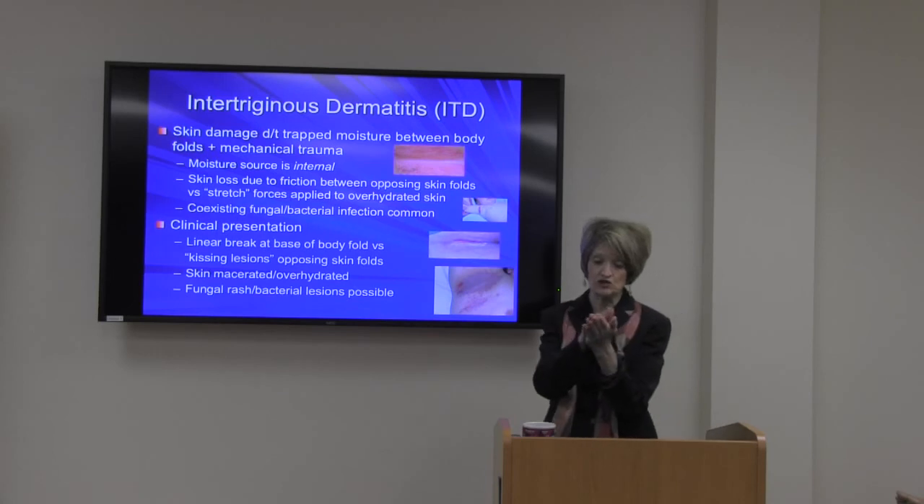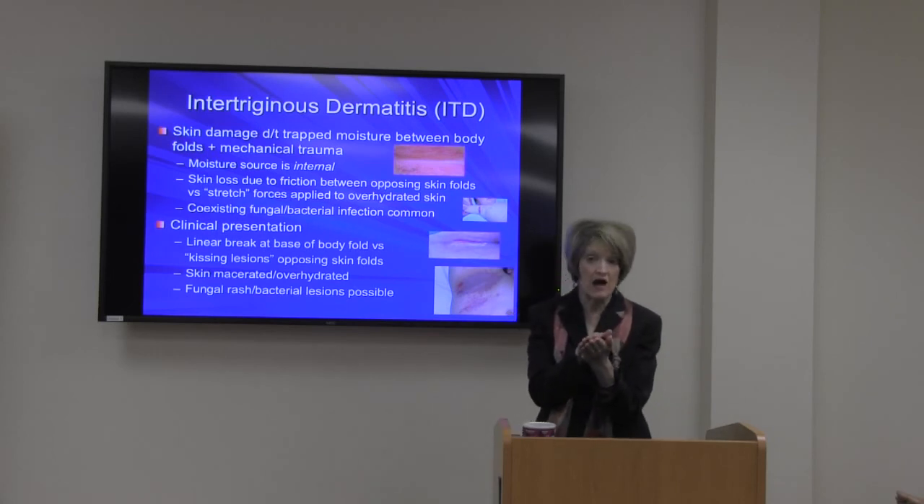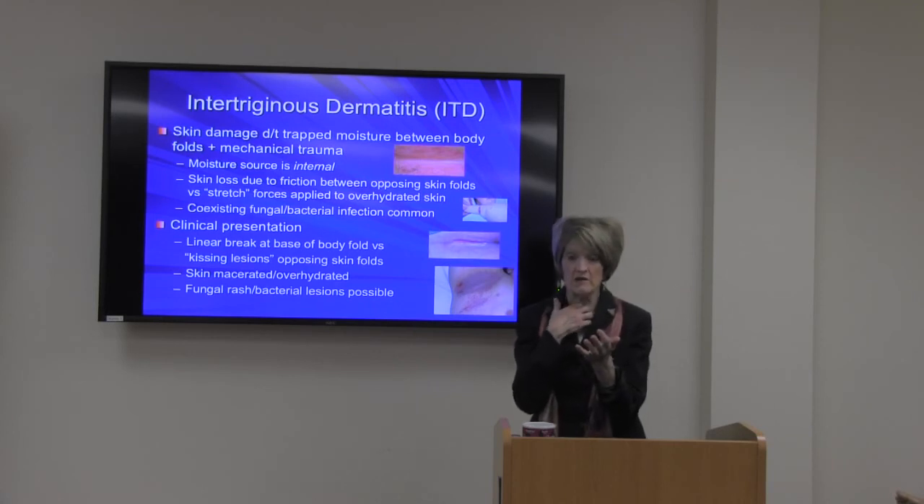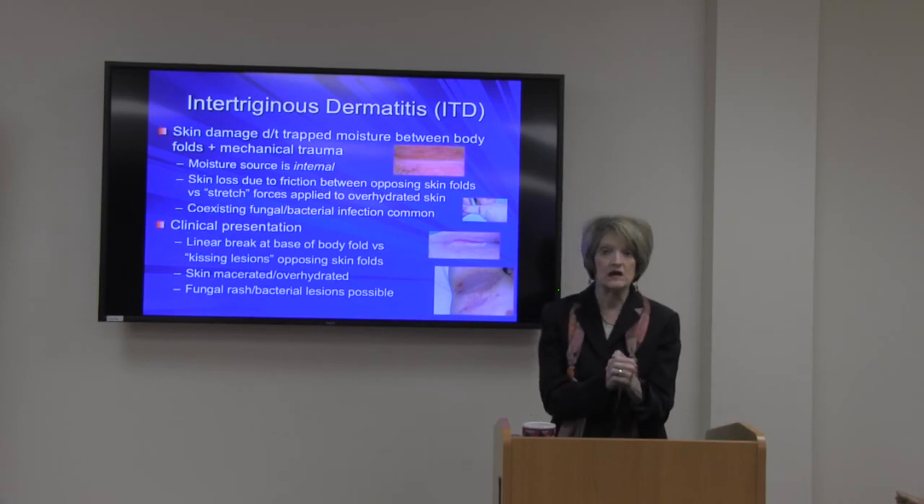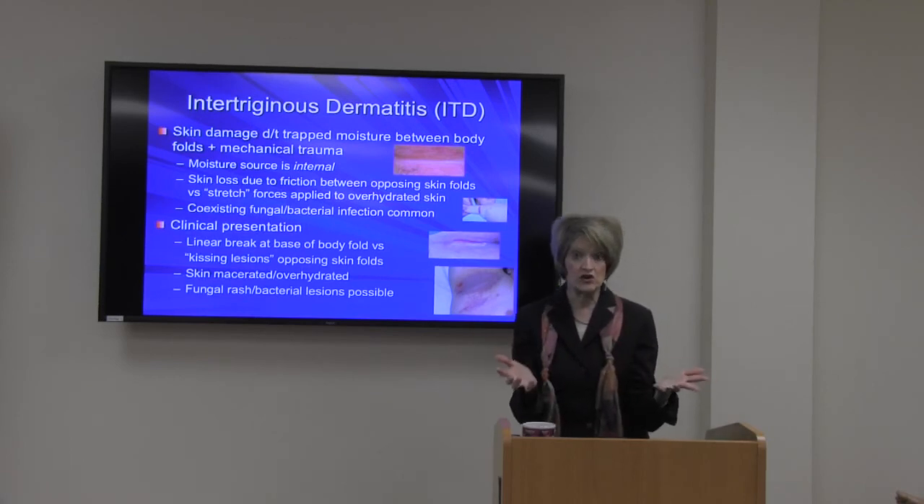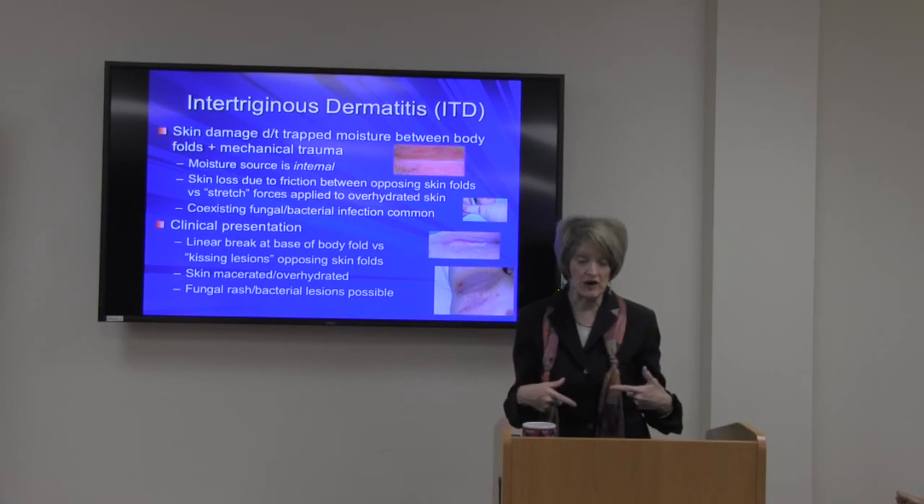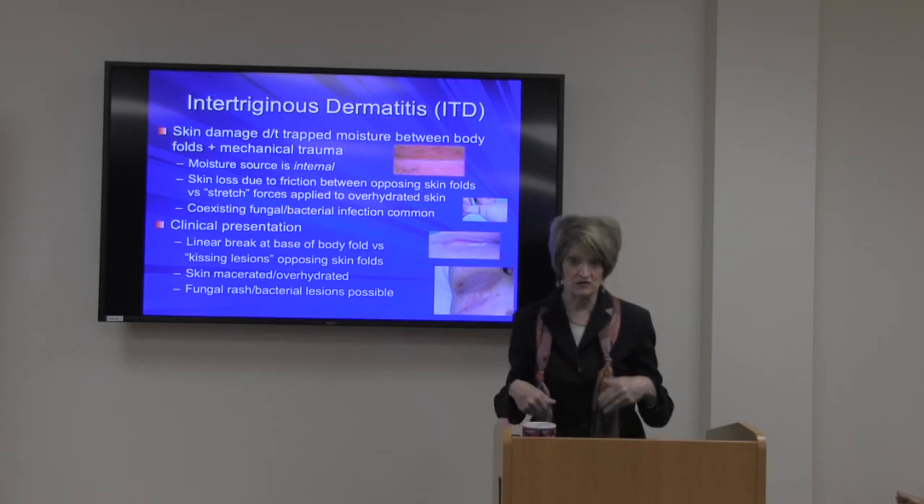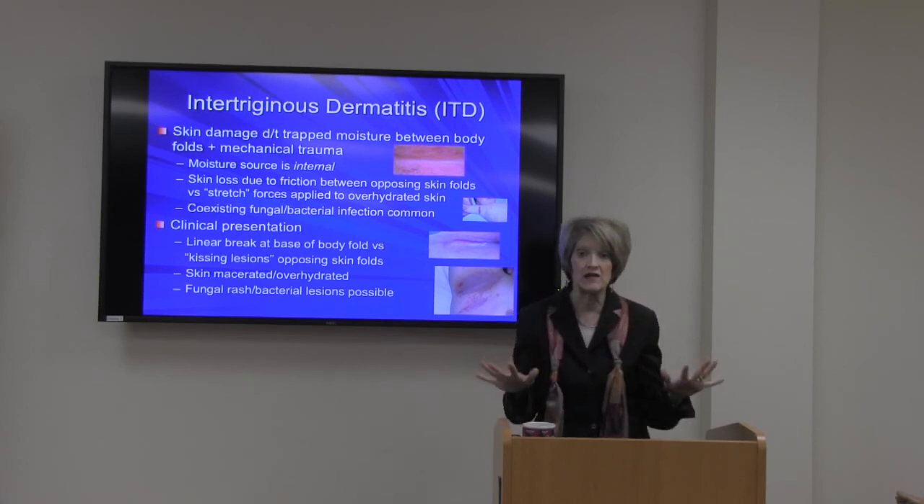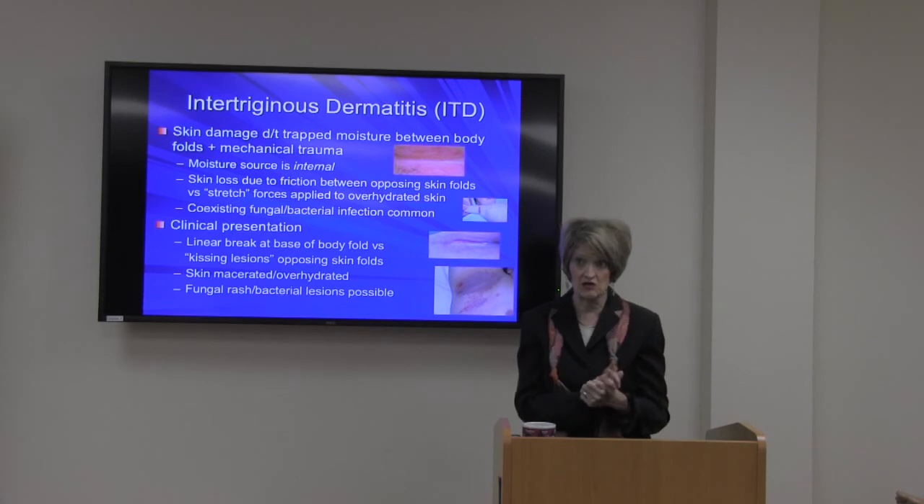So you trap moisture between body folds. This is seen a lot in your bariatric population. It's common in your infants because they have a lot of body folds. Any patient with a body fold is at risk. Bariatric patients, where do you see ITD? Underneath the pannus, underneath the breast, okay? Underneath the arms, in the groin folds, infants in neck folds. Any place you have skin folds, this can occur.